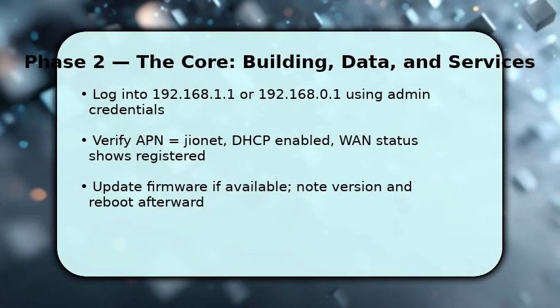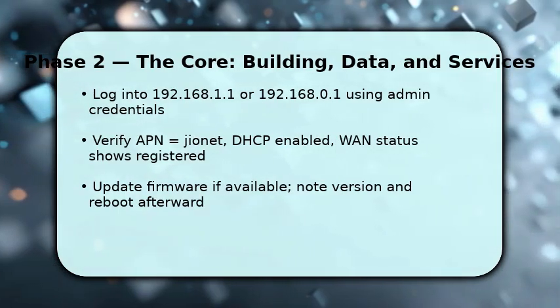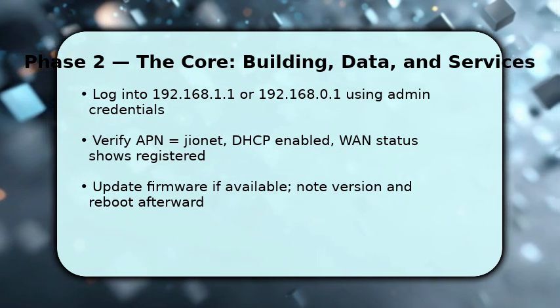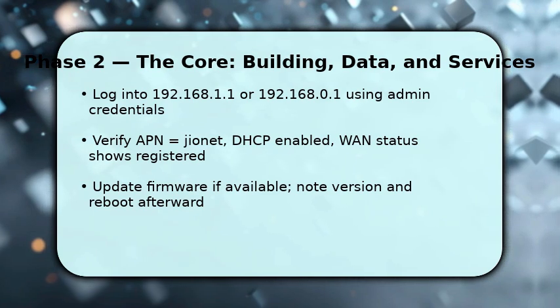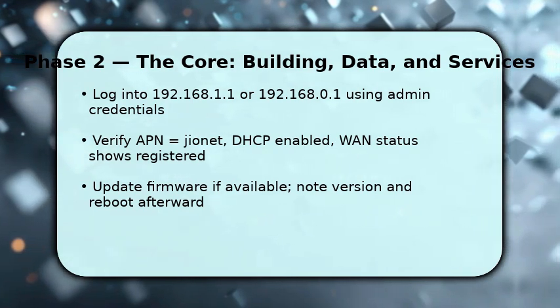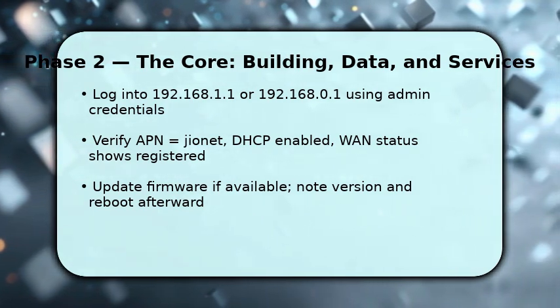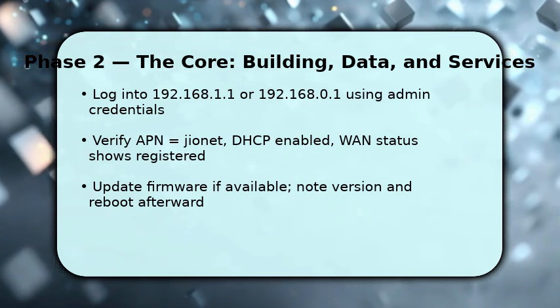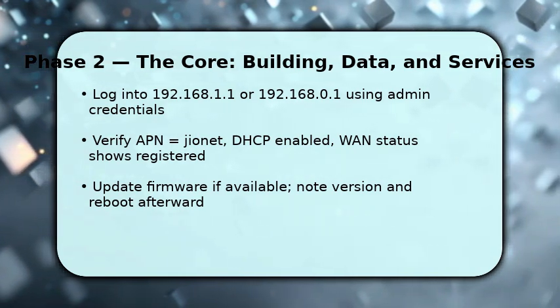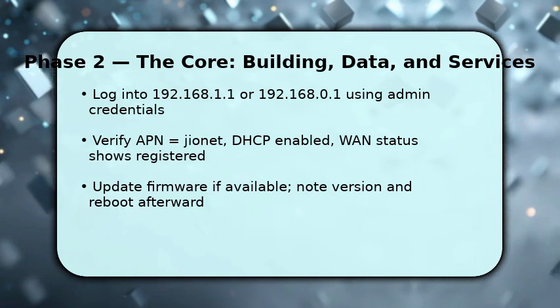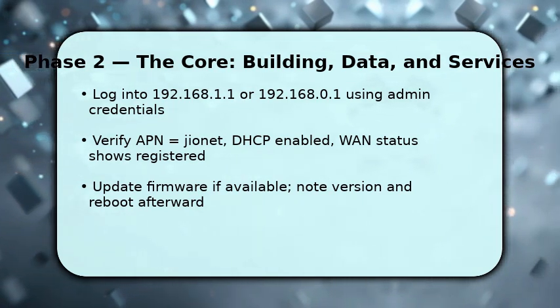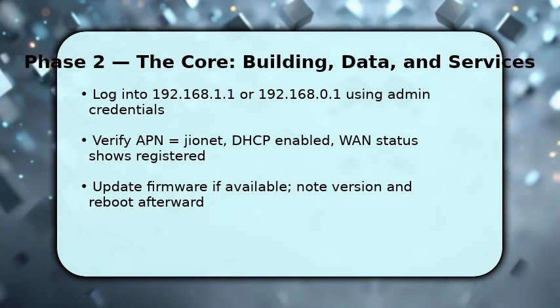Now you dig into the router interface to diagnose the middle layer. Open 192.168.1.1 or the listed gateway and sign in. Inspect WAN status. If it shows unregistered, confirm APN is Jio Net and SIM/PIN is disabled. Check DHCP is enabled so devices get IPs automatically. Assign a static IP only if you understand LAN routing.